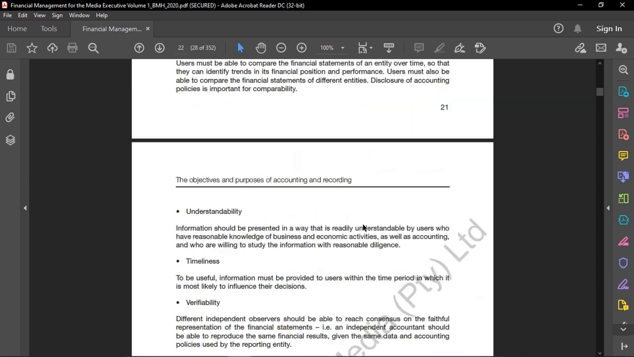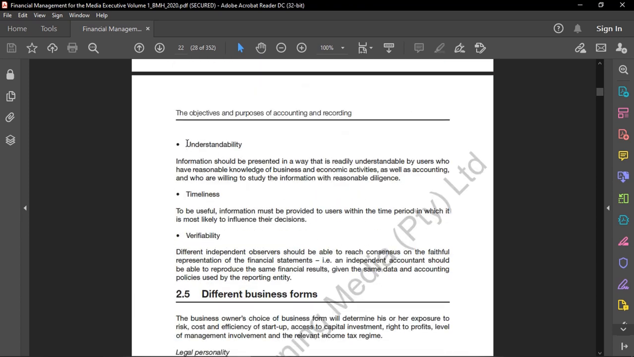And there are a few more. In the textbook, they describe understandability. That information needs to be laid out in a specific way that makes it easy for us to understand, read, and interpret. It shouldn't be difficult to understand. There should be a greater level of understandability. And if you've covered more accounting, you'll have better understandability, and that will obviously help you to interpret that information.